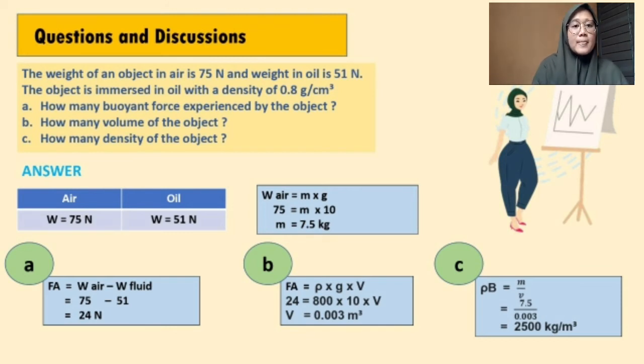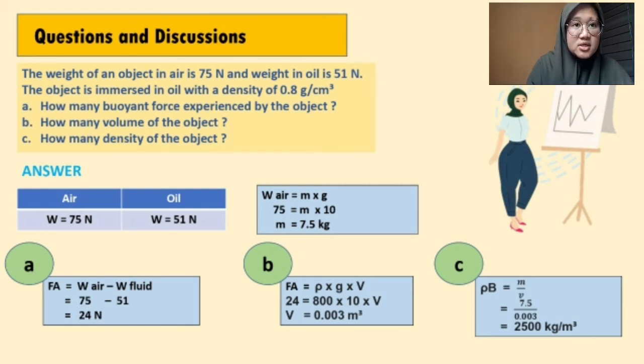Okay. How much buoyant force is experienced by the object? We can use the formula of buoyant force. Buoyant force equals weight in air minus weight in fluid. Weight in air is 75 and the weight in fluid is 51 Newton. So we can insert, and the answer is 24 Newton.